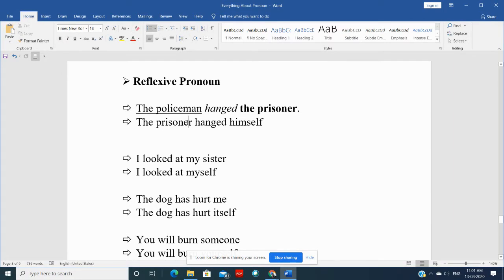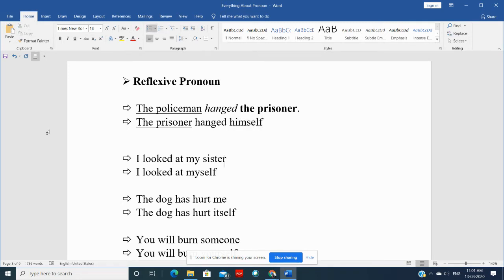But in this sentence, the prisoner hanged himself. Here the prisoner is the doer of an action, meaning subject. And the receiver of an action is the prisoner only. So we can say that in this sentence, the doer of an action, meaning subject, and the receiver of an action, meaning object, are both the same.